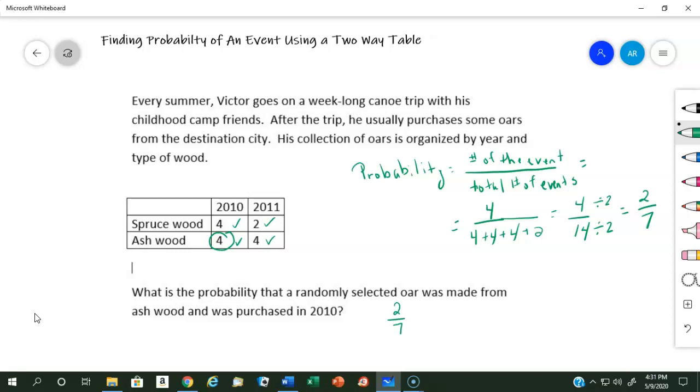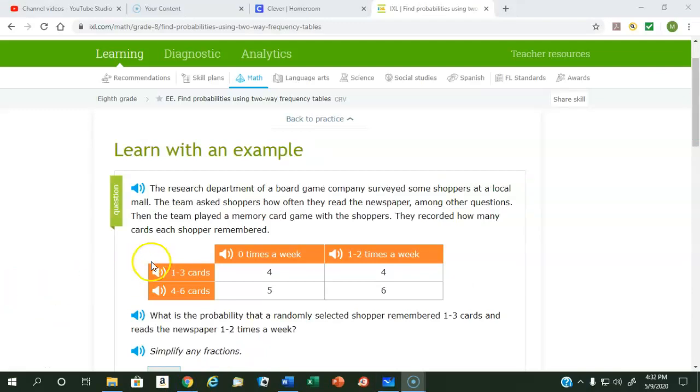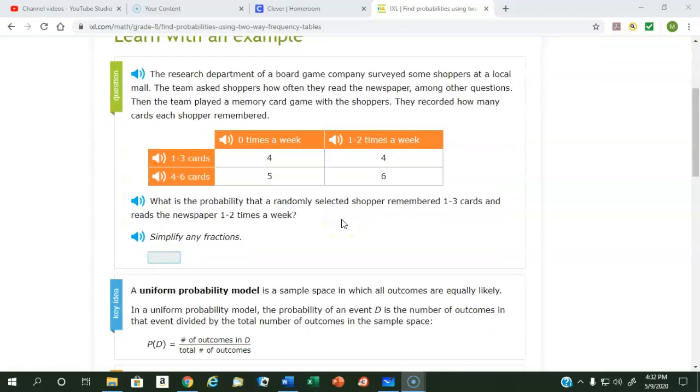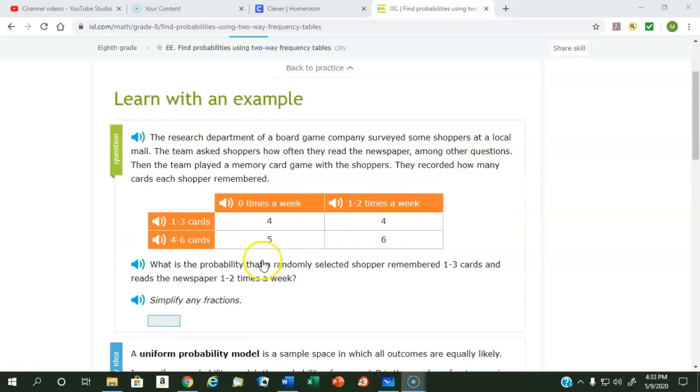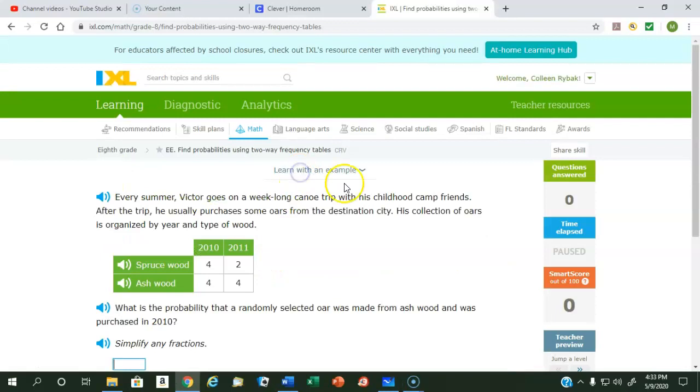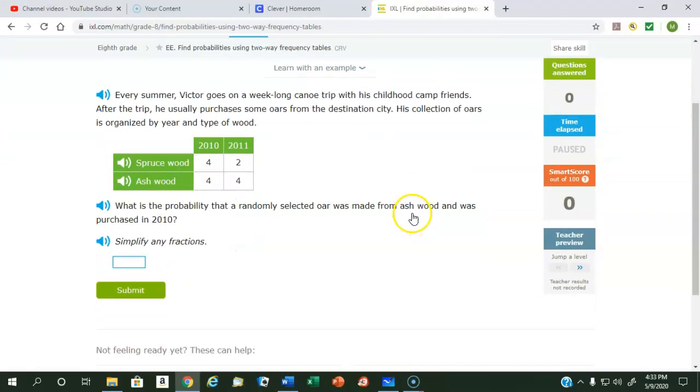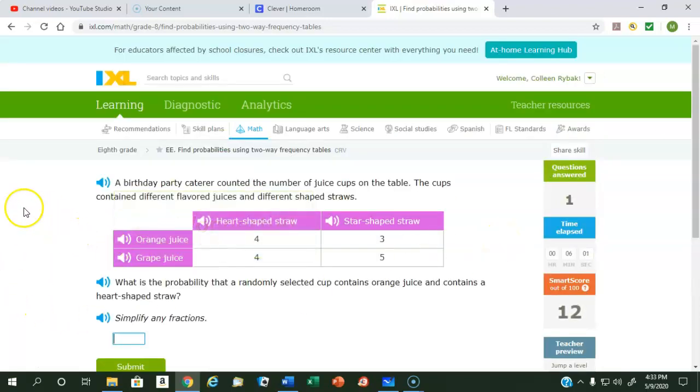Today you're going to be working in IXL. And now we're in IXL. This is where they give you an example, so if you're a little bit confused on a problem, you can look at the example and they'll work it out for you. They've done the same thing that I've done: the number of outcomes in D, that's just some event, out of the total number of outcomes. So when we look at the original problem that we did over on the whiteboard, our answer should be 2 of 7. You can put that in as a fraction with just the slash there and submit, and we get it. So let's do one more over here.